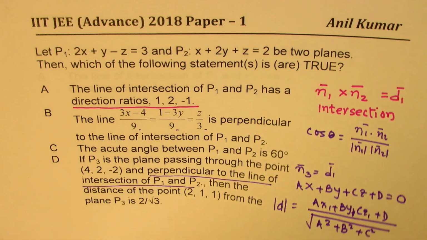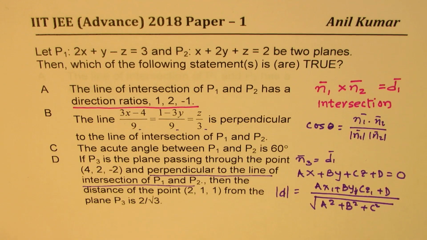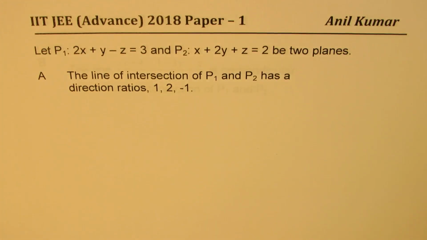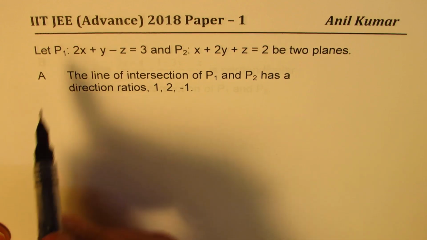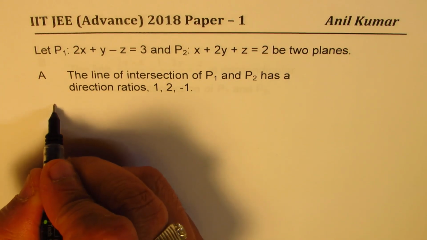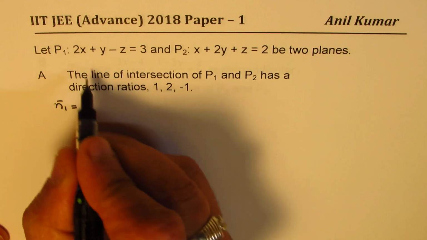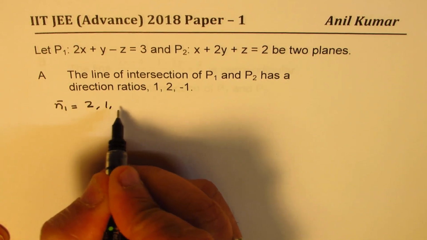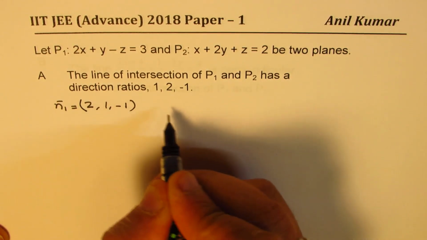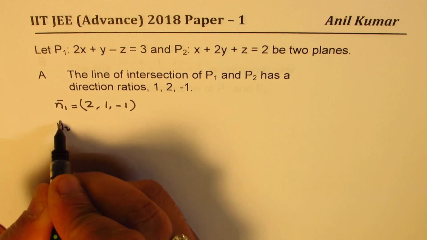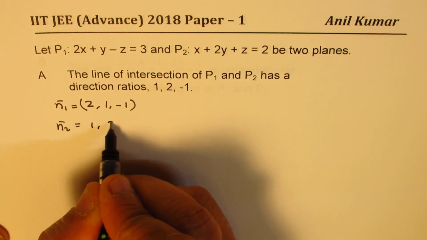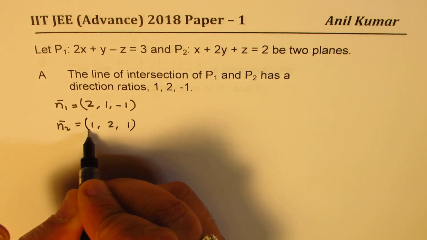So the very first one here is we need to find the line of intersection. Okay. So here I've rewritten all these questions. So plane 1, let's write the normal for plane 1, which is what? 2, 1, minus 1, correct? And for plane 2, normal is 1, 2 and 1, correct?